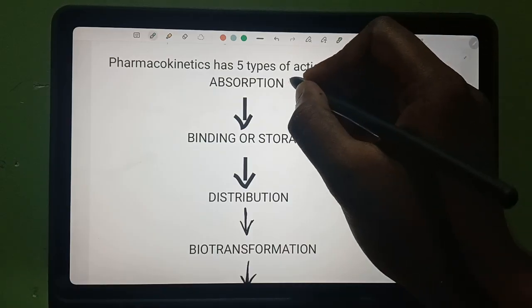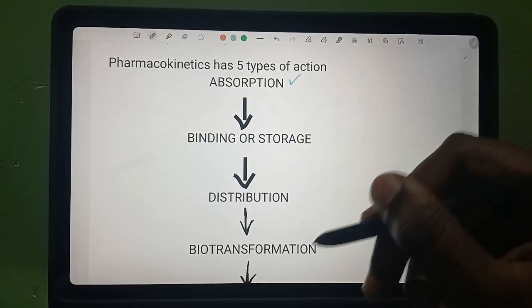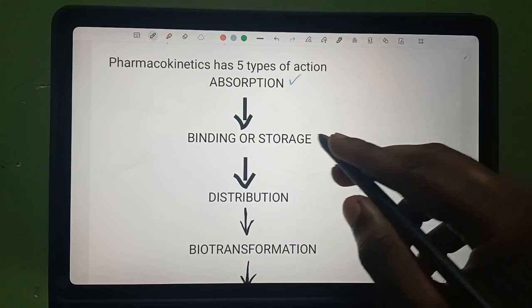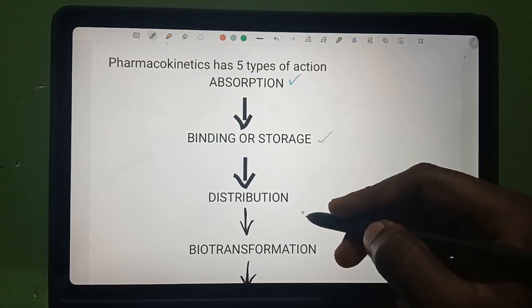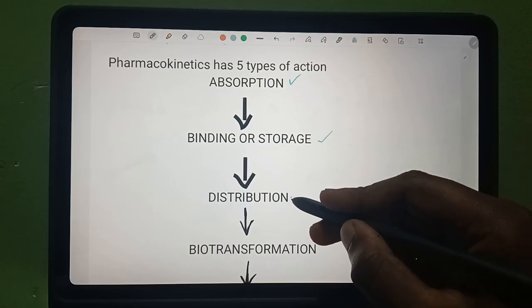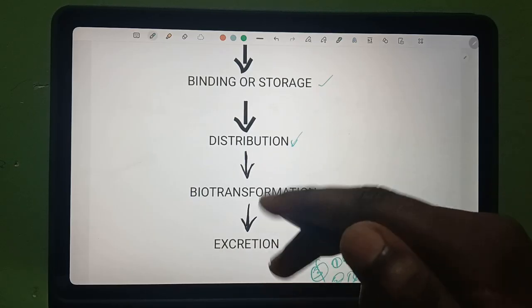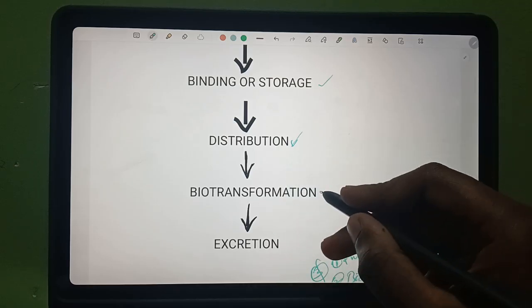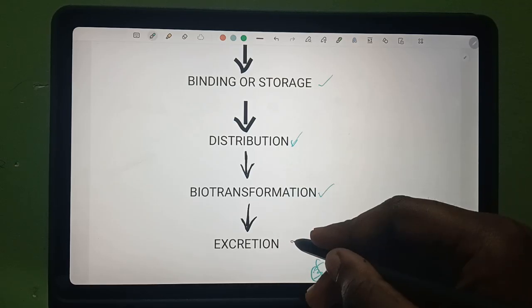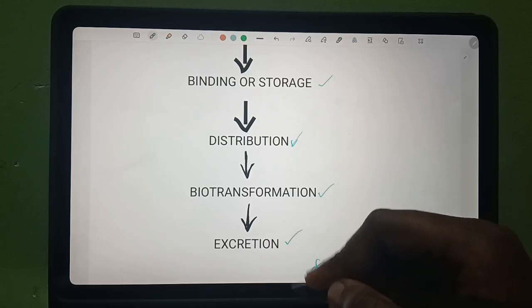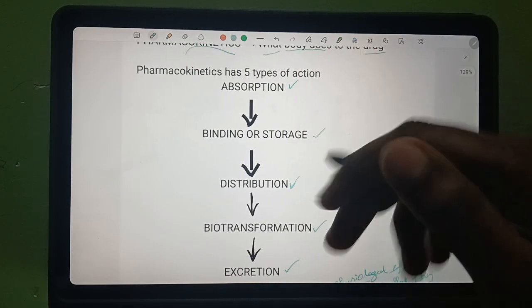Generally, there are five types of actions in pharmacokinetics. First, absorption. If we take a drug, first it is absorbed and then binding or storage will be done. After that storage, it will be distributed to the specific site of action, and then it will go into biotransformation, and finally excretion will be done. So we have to remember four things.